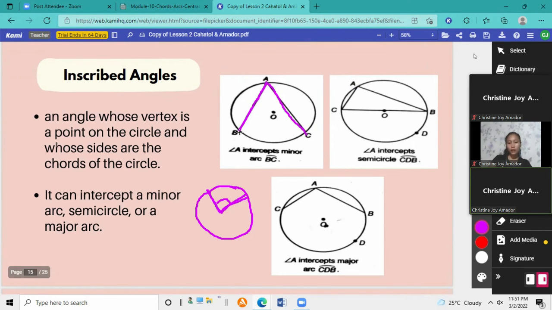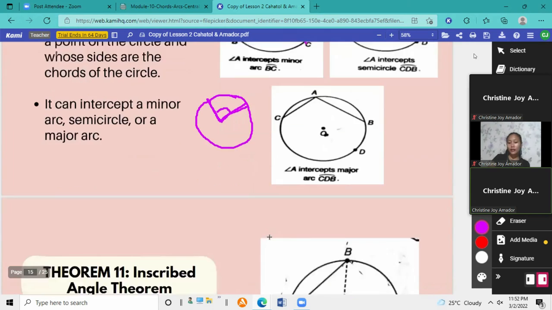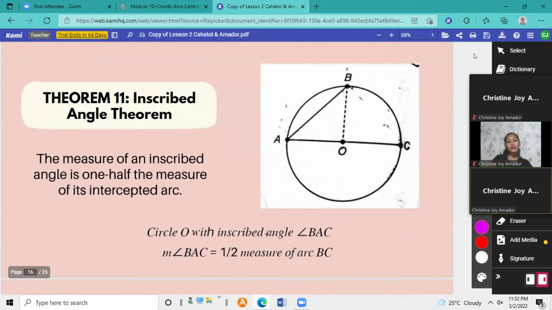Okay, this is our inscribed angle A. We can call this angle A or angle BAC. Take note also that an inscribed angle can intercept a minor arc, semicircle, or a major arc, the same as the central angle. Okay, let's proceed to theorems involving the inscribed angles. The first, theorem 11, the inscribed angle theorem.